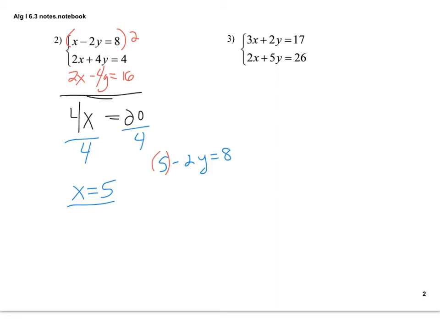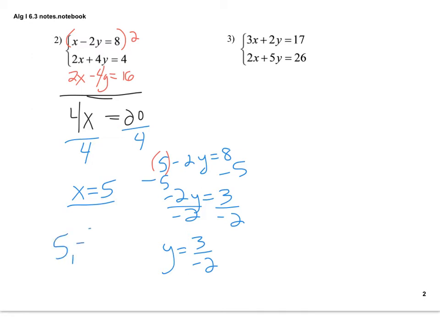Now I can solve for y. I'm going to subtract 5 from both sides of my equation. So I've got negative 2y is equal to 8 minus 5, which is a positive 3. I can divide both sides by negative 2, and I have y is equal to 3 over negative 2. Even though that's a fraction, that still works. I can write that as an ordered pair. My answer is 5, negative 3 halves. And that is my final answer for number 2.